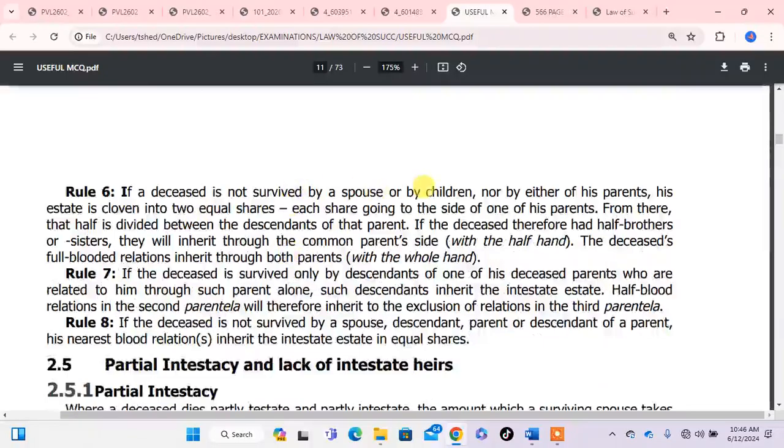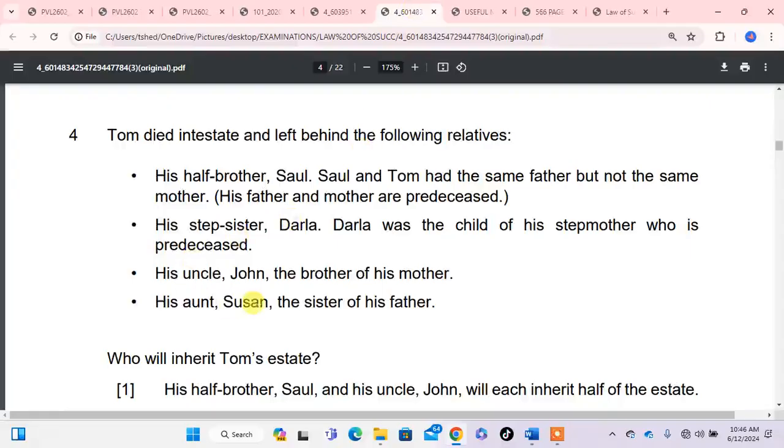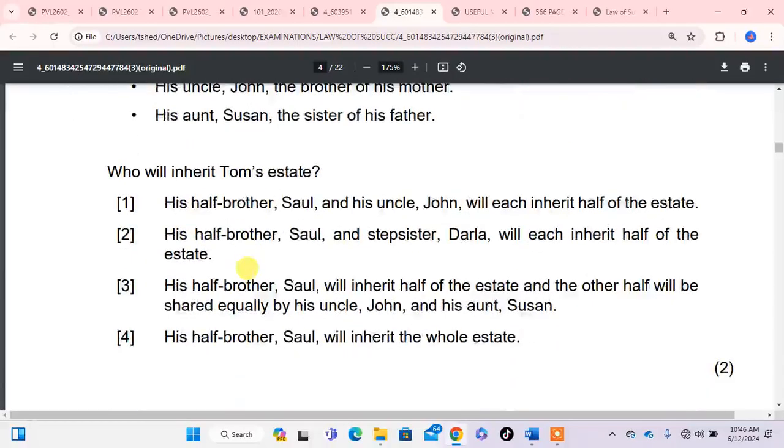If a deceased is not survived by a spouse, by children, or by either of his parents, his estate is cloven into 2 equal shares, each share going to the side of one of his parents. From there, the half is divided between the descendants of the parents. If the deceased had half-brothers or sisters, they will inherit through the common parent side. The deceased's full-blooded relations inherit through both parents. When we apply this rule number 6, it is very clear that the half-brother Saul, since he has the same father, will take half of the estate, and then his uncle John and aunt Susan, since they are surviving, share the other half. So the question of who will inherit: his half-brother will inherit half of the estate, and the other half will be shared equally by his uncle John and aunt. This is the correct answer.